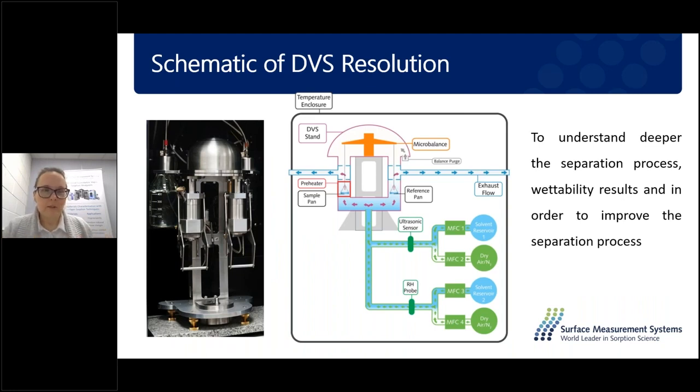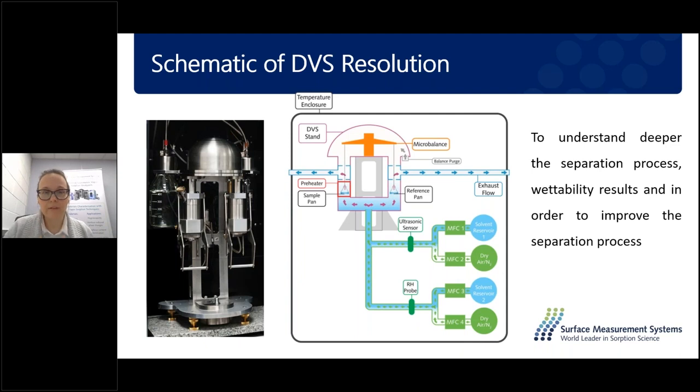The DVS instrument is what we used to measure the water sorption and the cyclohexane sorption of these different battery materials. The aim was to understand more deeply the separation process and the wettability results that Johanna got, and also to improve the separation process.